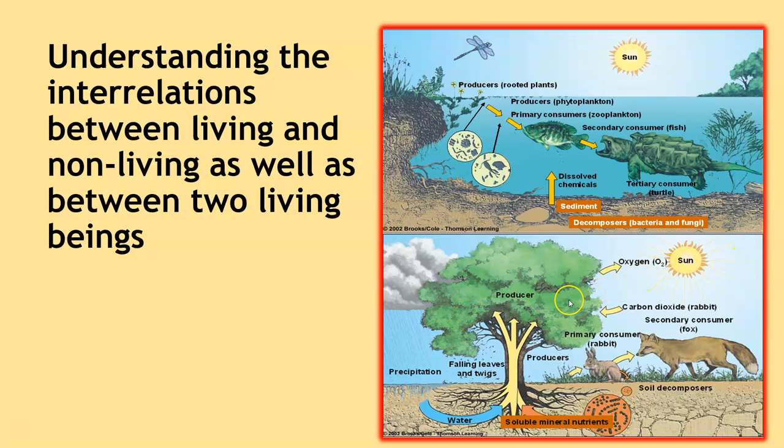It is taking in, utilizing the sunlight, taking in carbon dioxide. So these are all abiotic components. It is giving out oxygen. These producers are then fed upon by the primary consumers. The primary consumer is fed upon by the secondary consumers.